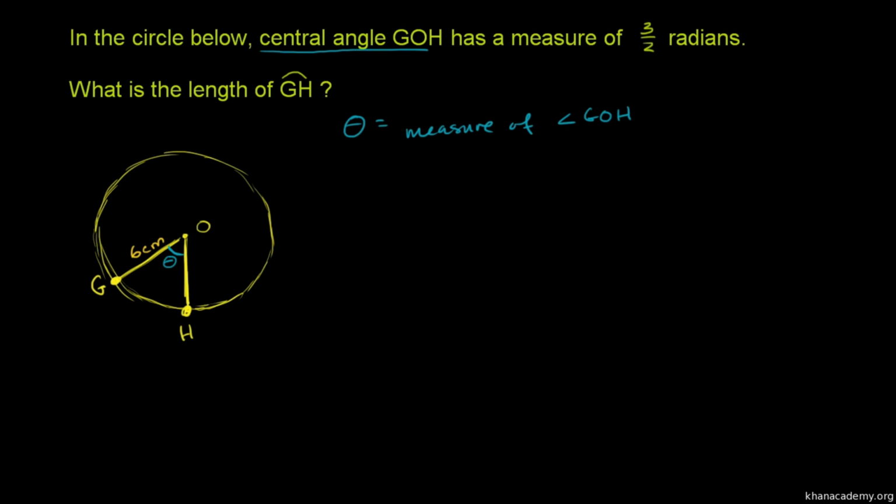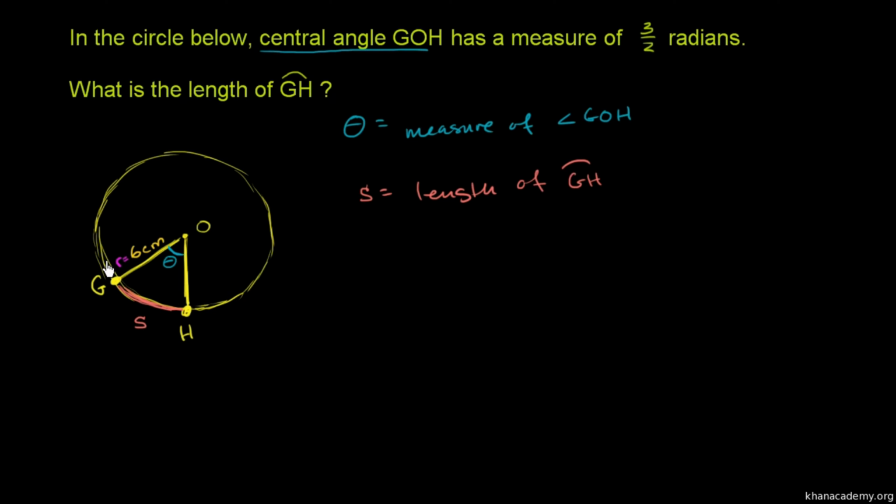Well, arc GH is this right over here, and let's call that S. So let S be equal to the length of arc GH. And they also give us the radius is 6 centimeters for this circle, but let's just call that R for now. So the radius is equal to 6 centimeters.